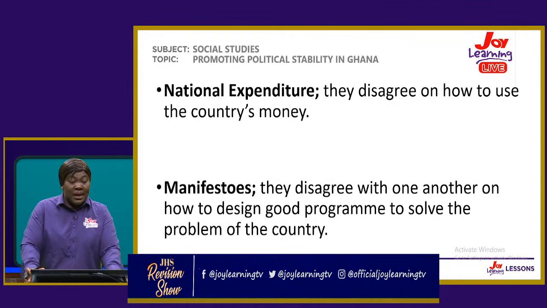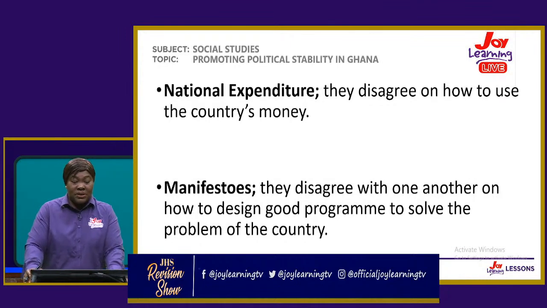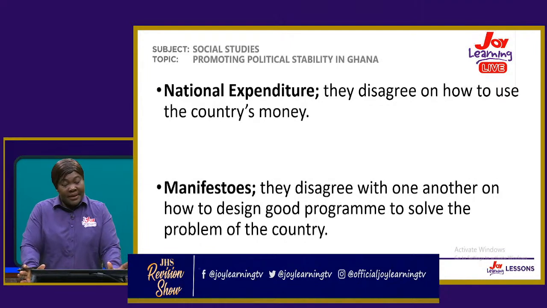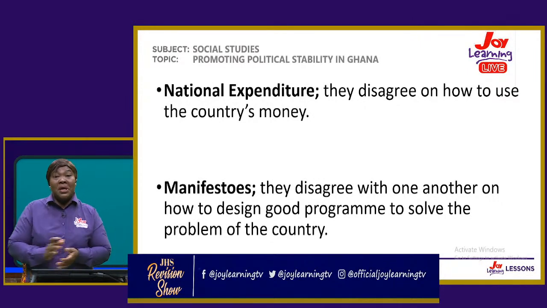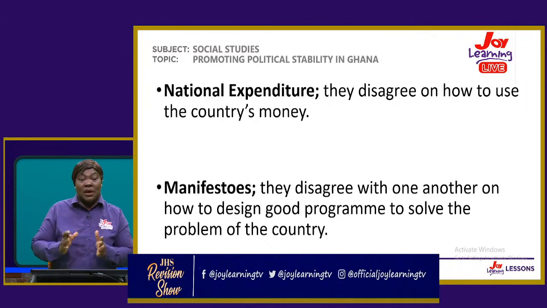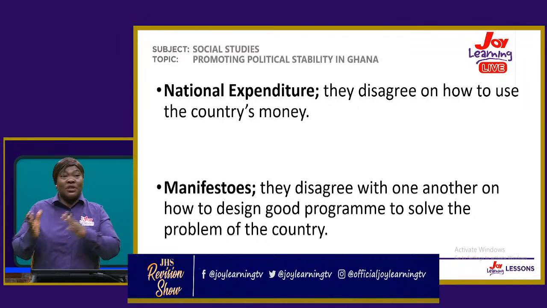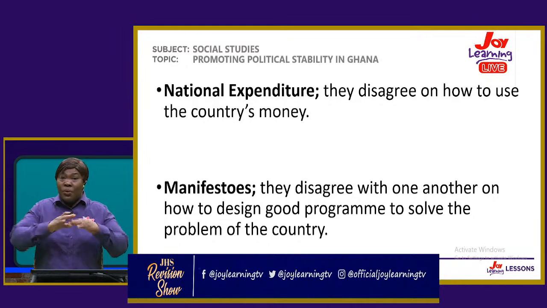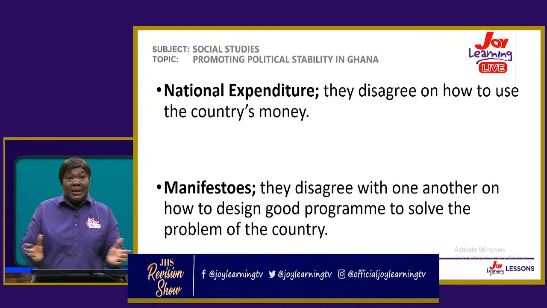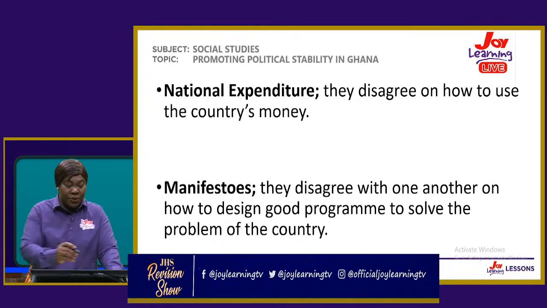Then the last point is manifestos. They disagree with one another on how to design good programs to solve problems in Ghana. So sometimes you see that in someone's manifesto, you say a lot of things, I'll do this, I'll do that. And the other person will say, it's not true, you can't do it. How can you do this within a period of time? But then that's their choice and that's their opinion.